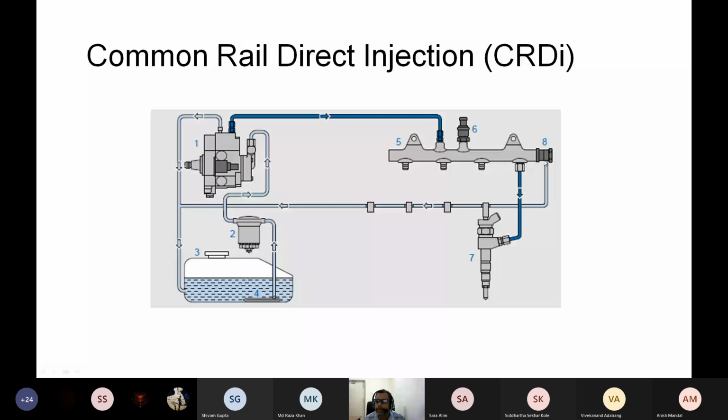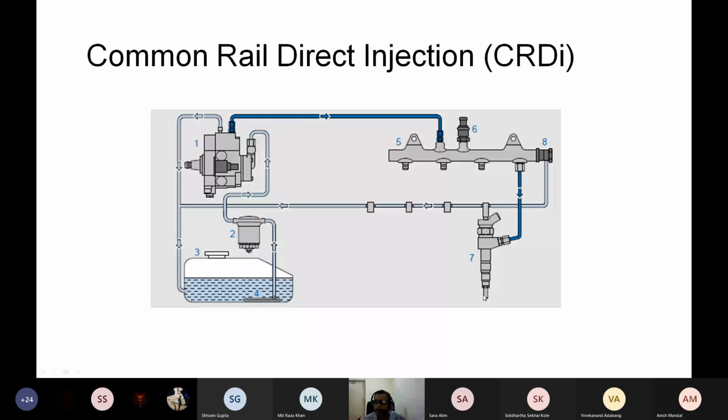Now let us suppose no fuel is returning back from the rail. Then sensor number 6, which senses the fuel pressure in the rail, will sense the pressure of the fuel in this rail, that is the maximum pressure of the fuel pump, 1500 bar. But now suppose we want a fuel injection pressure of 500 bar. Then how are we going to get 500 bar?